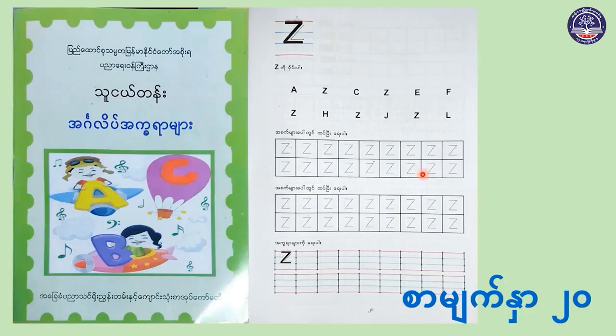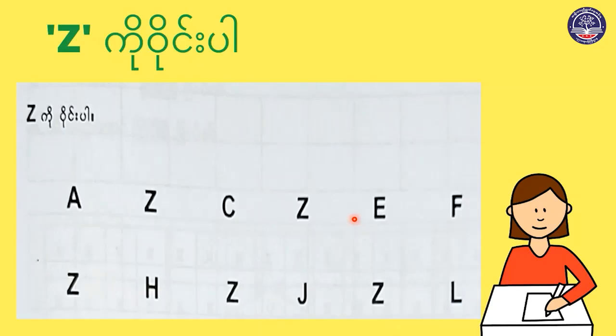Great. What we are going to do is we are going to do some of the exercises together and you will have to do the rest by yourself. Can you do that? Great. Now let's look at the first exercise. The first exercise, you will have to circle letter Z, not other letters. Got it? Now let's begin.